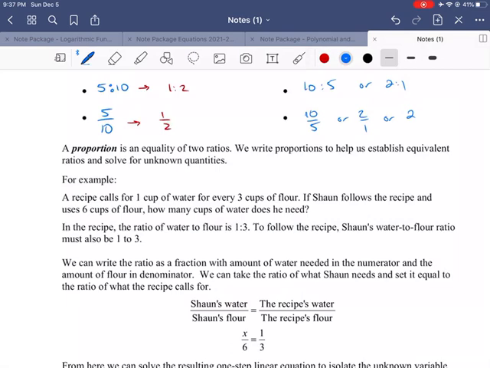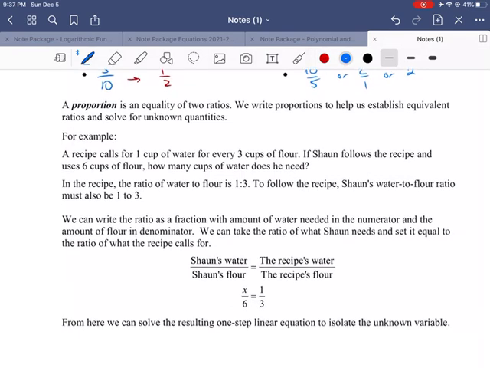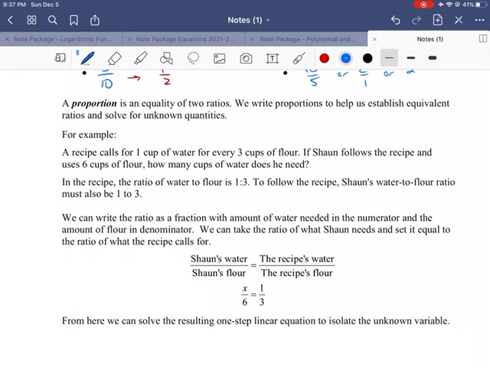So a proportion is an equality of 2 ratios. We write proportions to help us establish equivalent ratios and solve for unknown quantities. So a recipe calls for 1 cup of water for every 3 cups of flour. If Sean follows the recipe and uses 6 cups of flour, how many cups of water does he need? So in the recipe, the ratio is 1 to 3. So to follow the recipe, Sean's water to flour ratio also must be 1 to 3.